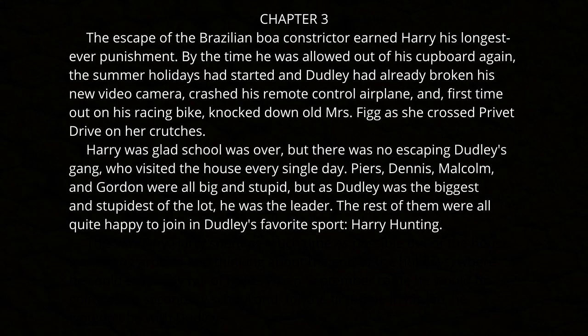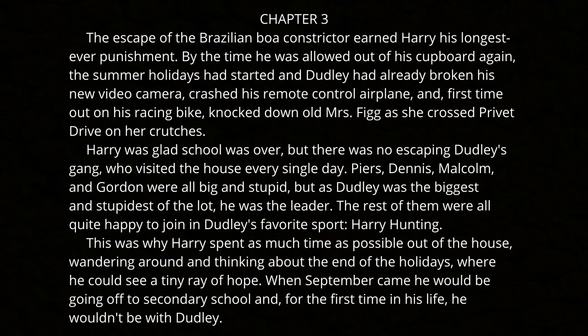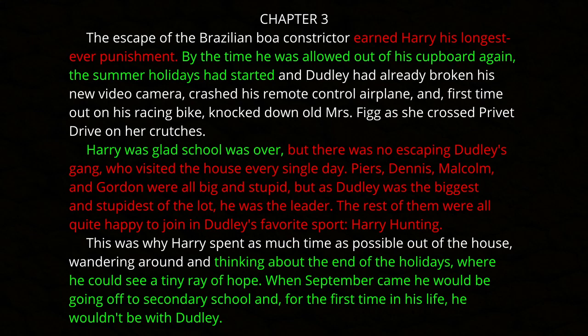Harry was glad school was over, but there was no escaping Dudley's gang, who visited the house every single day. Piers, Dennis, Malcolm, and Gordon were all big and stupid, but as Dudley was the biggest and stupidest of the lot, he was the leader. The rest of them were all quite happy to join in Dudley's favorite sport, Harry hunting. This was why Harry had spent as much time as possible out of the house, wandering around and thinking about the end of the holidays, where he could see a tiny ray of hope. When September came, he would be going off to secondary school, and for the first time in his life, he wouldn't be with Dudley.